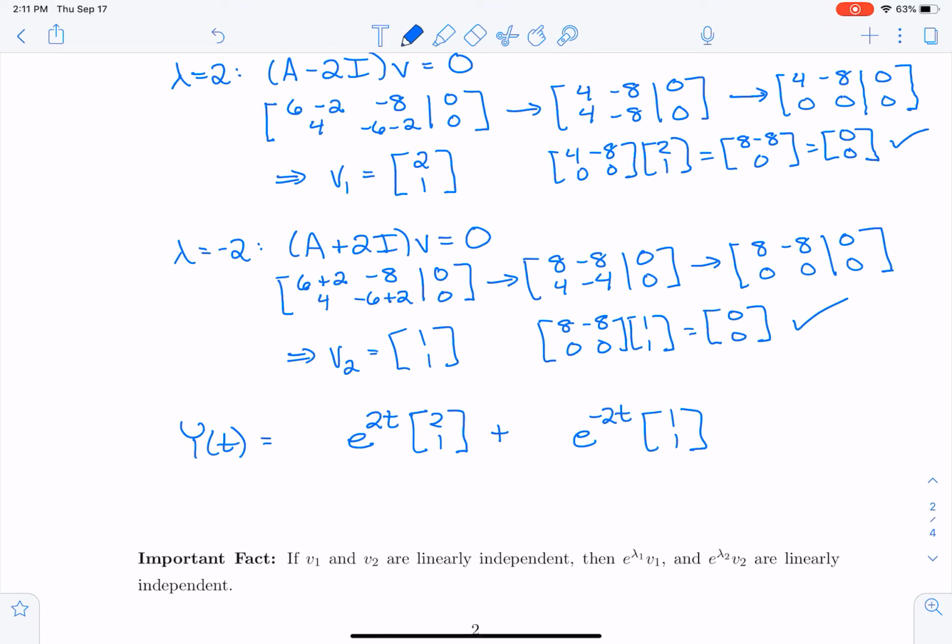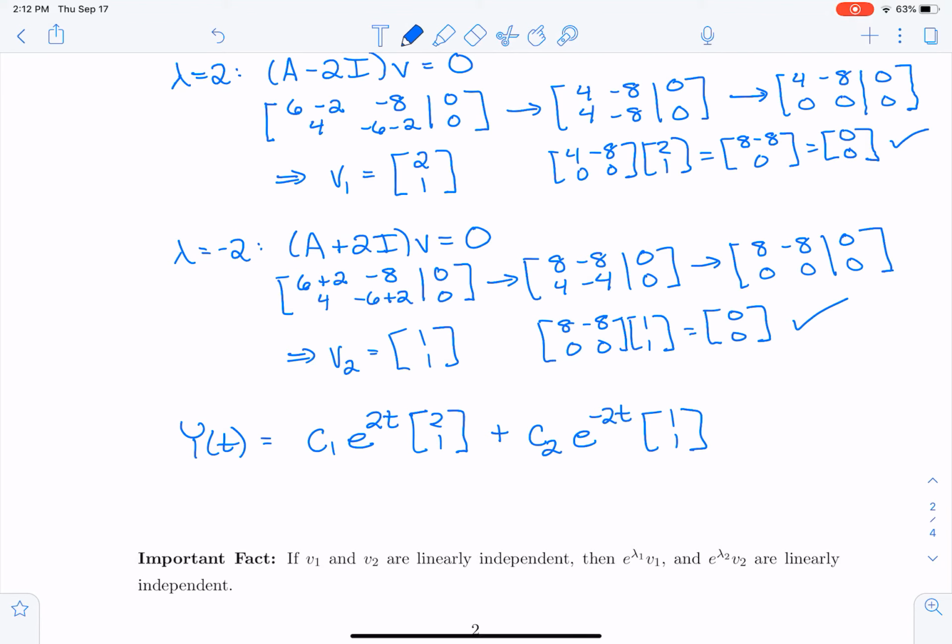Those solutions are going to be linearly independent because the eigenvectors are linearly independent. 2, 1 and 1, 1 can be easily verified as linearly independent, but because I had two distinct eigenvalues, 2 and negative 2, that were not equal to each other, that guaranteed that the eigenvectors were going to be linearly independent. So I have two linearly independent solutions. And so I'm going to take a linear combination of those two solutions, just like when we were solving second order differential equations. And that is going to be my general solution.